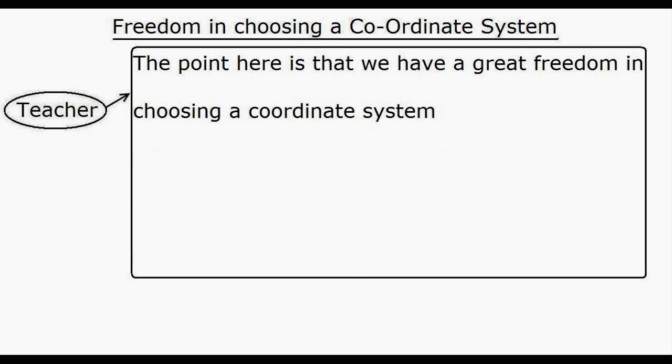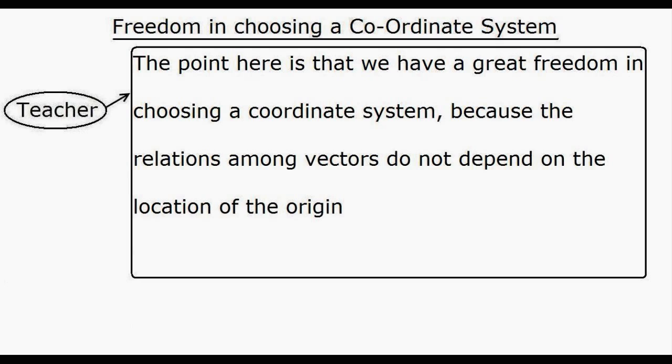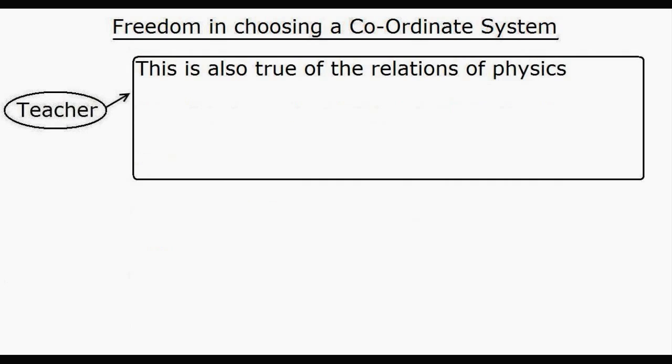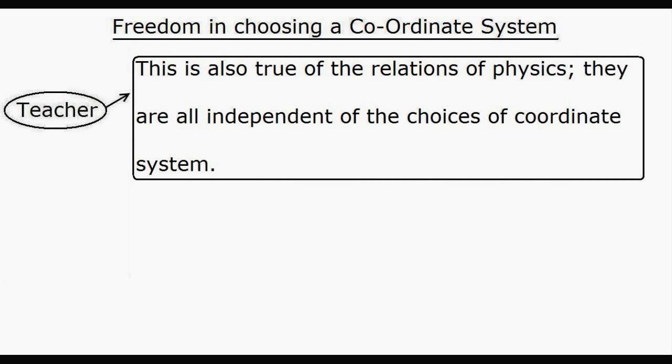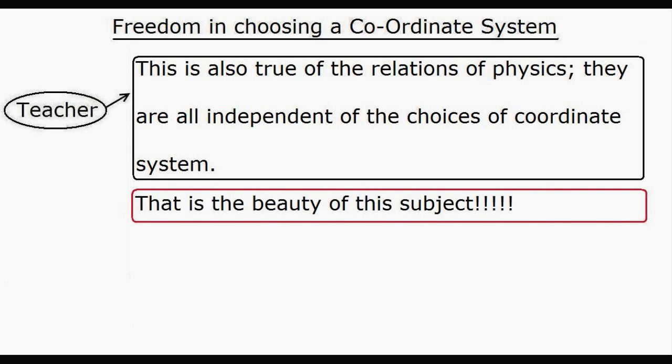The point here is that we have a great freedom in choosing a coordinate system, because the relations among vectors do not depend on the location of the origin, nor on the orientation of the axis. This is also true of the relations of physics. They are all independent of the choice of coordinate system. That is the beauty of this subject.